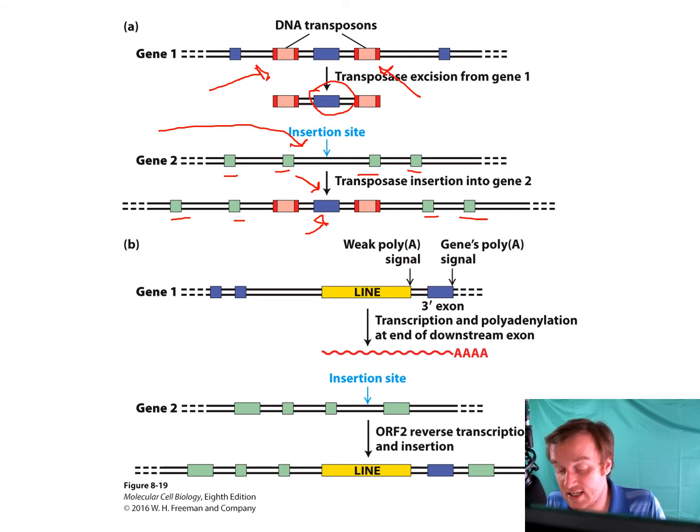And this also can happen with the LINE system, which has an RNA intermediate. LINE is a jumping mobile element that, because it has a weak poly-A tail here, will also incorporate this last exon. And so it becomes RNA, and then it transcribes back into DNA. Once it becomes that double-stranded DNA, it inserts, just like we saw with those retrotransposons. And so then within gene 2, all of a sudden, we have brought along this exon.